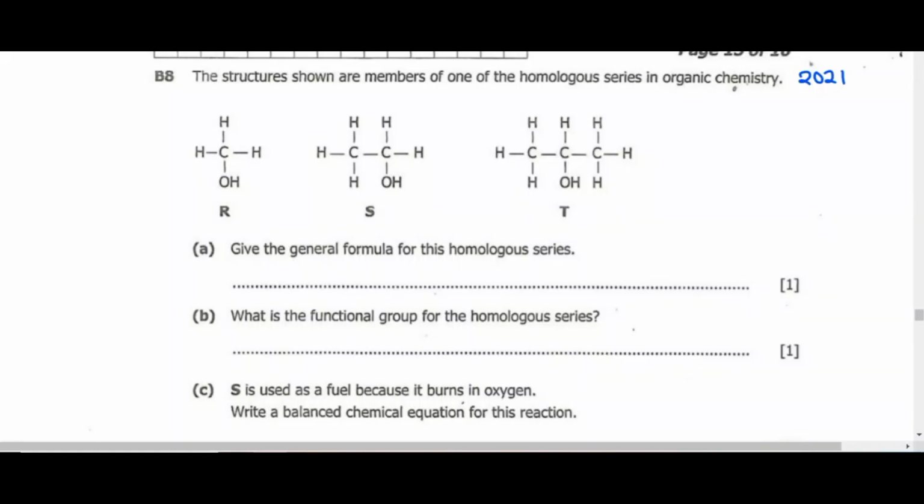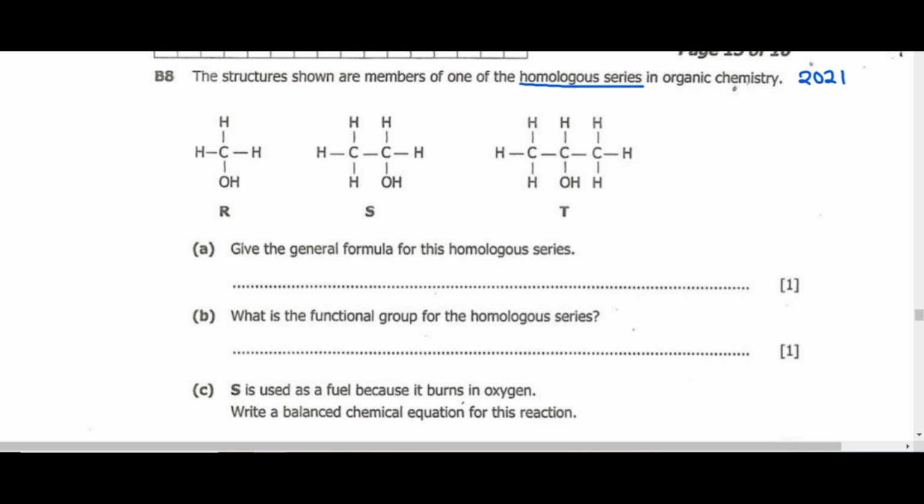In this lesson we want to revise organic chemistry questions that came in different years. So we want to start with a question that came in 2021. This is an internal paper. We are looking at the structures shown, which are members of one homologous series in organic chemistry. Because we are just revising, it is very important that we know what an organic homologous series is.